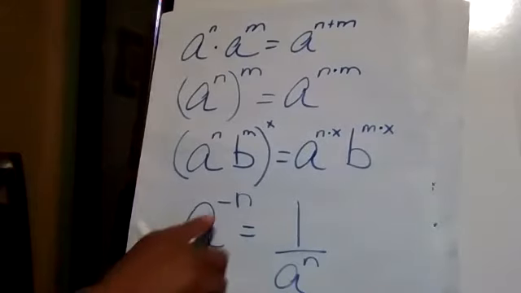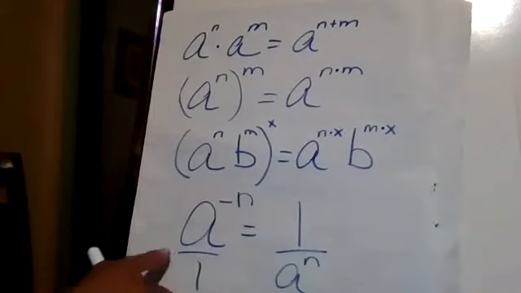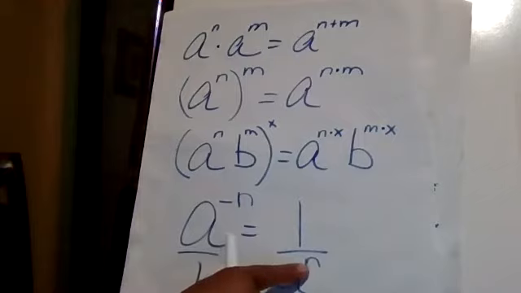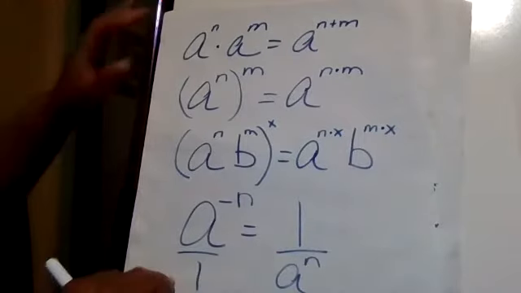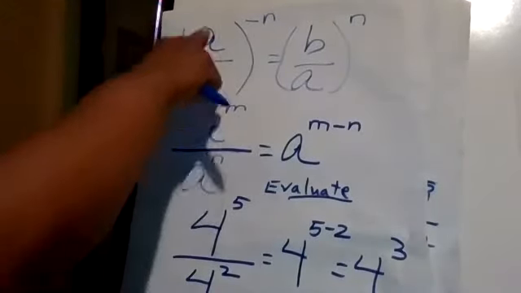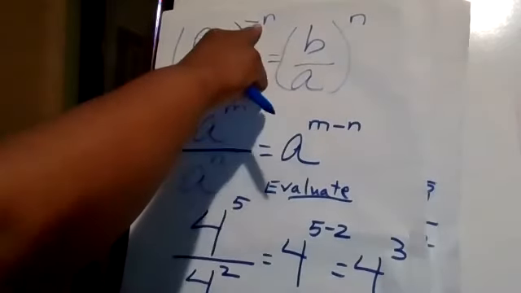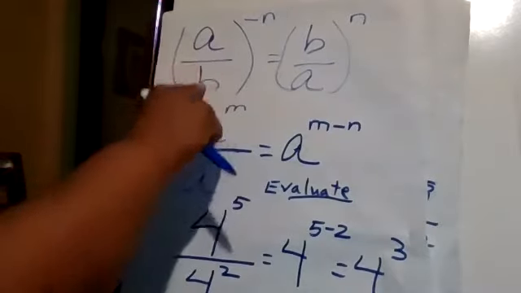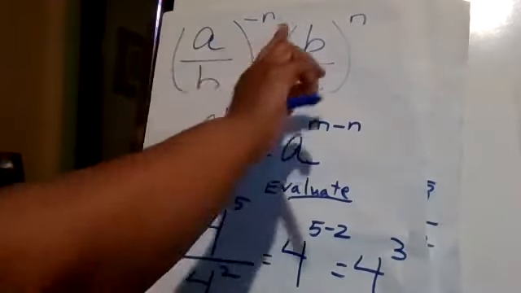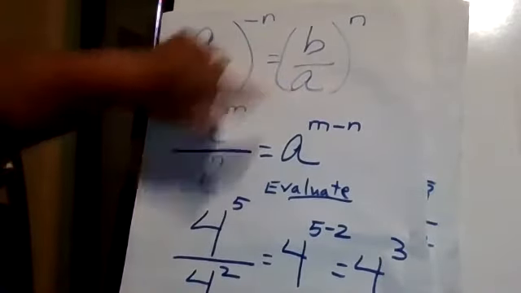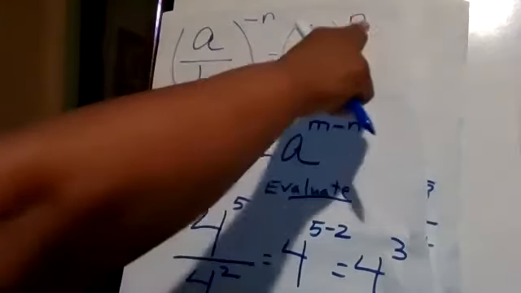If I have a raised to a negative exponent, put a 1 under it, flip it. We want the reciprocal. And now my exponent on the a is positive. On the next ones, we have a quotient raised to a negative exponent. So the rule says you take the bases on the inside, flip them. So notice that the a is now my denominator, the b is my numerator, and now my exponent is positive.